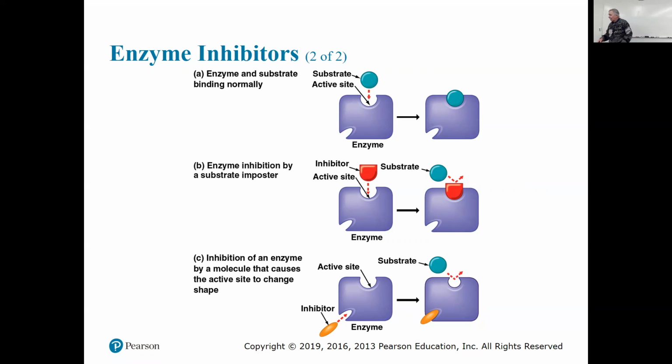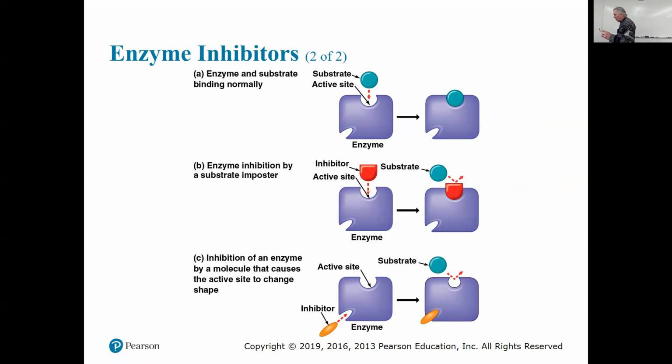Okay, so first look at what's called competitive inhibition by a substrate imposter. Here's this red molecule here. It has the same shape as the substrate, so it binds instead of the substrate, and it doesn't get acted upon. So it turns off the enzyme. And the enzyme won't work until you get rid of that. So that drug blocks the enzyme, and then the drug breaks down, and then the enzyme can work again. But if you keep taking the drug, you can keep on inhibiting this enzyme.